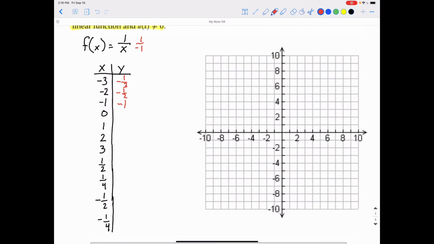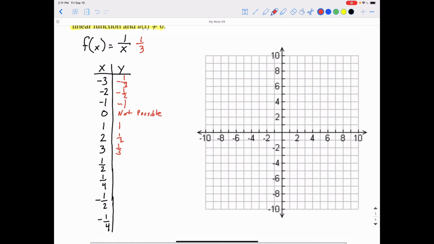But then when you try to replace that with 0, what happens when you try to take 1 divided by 0? Well, you simply can't do that. It is not possible because you can't divide by 0. So we have an interesting graph here. Let's finish it up with the rest of the whole numbers below that. So 1 divided by 1 is 1. 1 divided by 2 is 1/2. And 1 divided by 3 is 1/3.